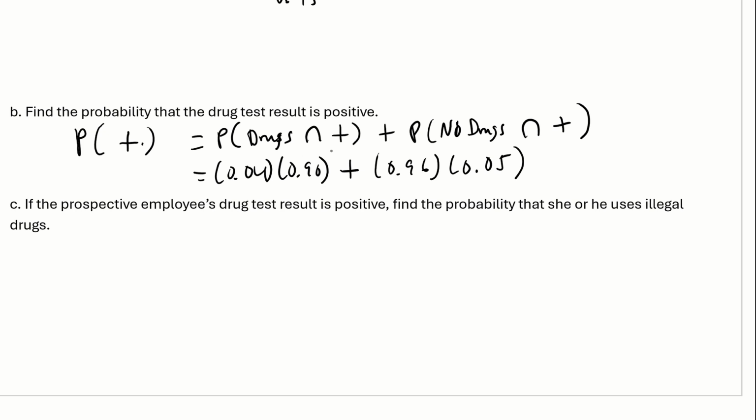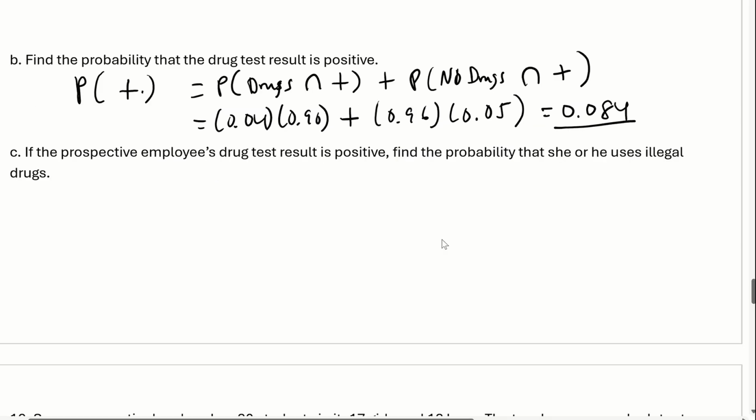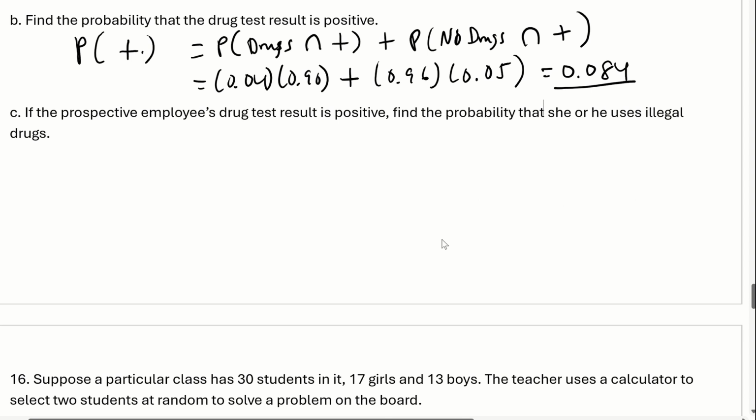All right, and just do that and get your answer. You get 0.084. So you have an 8% chance that you're going to have a positive drug test result. Regardless of whether they do drugs or not, you're going to get 8.4% chance positive.